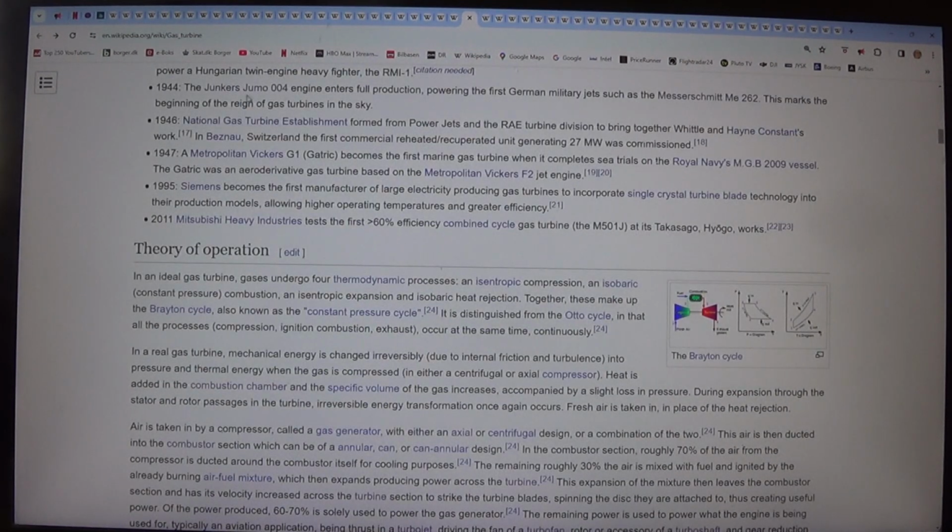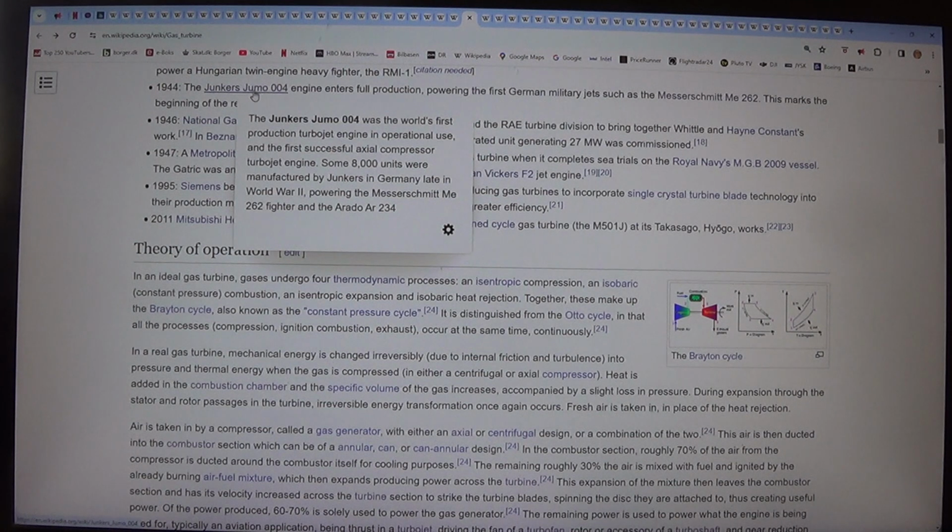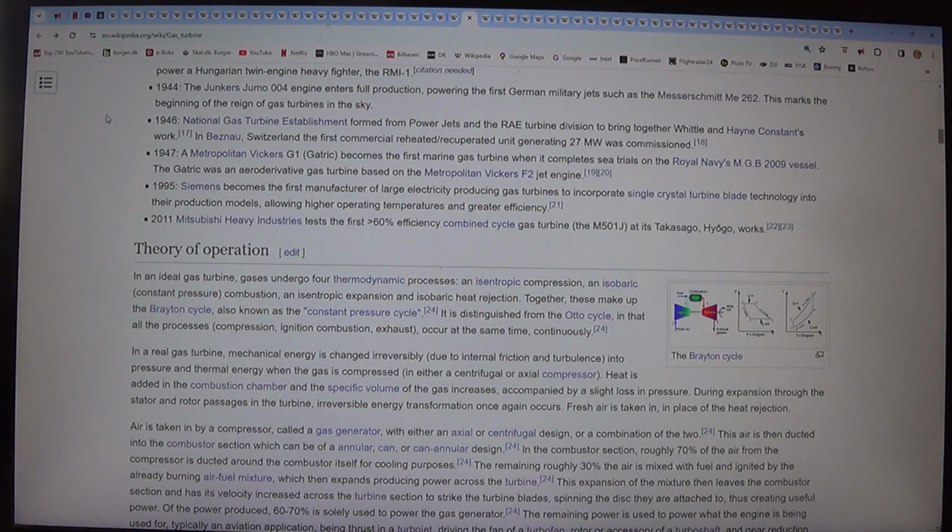In 1944, the Junkers Jumo 004 engine enters full production, powering the first German military jets such as the Messerschmitt Me 262. This marks the beginning of the reign of gas turbines in the sky. In 1946, the National Gas Turbine Establishment is formed from Power Jets and the Royal Aircraft Establishment turbine division to bring together Whittle and Hayne Constant's work. In Beznau, Switzerland, the first commercial reheated/recuperated unit generating 27 MW was commissioned.